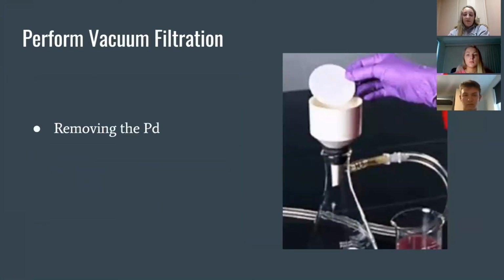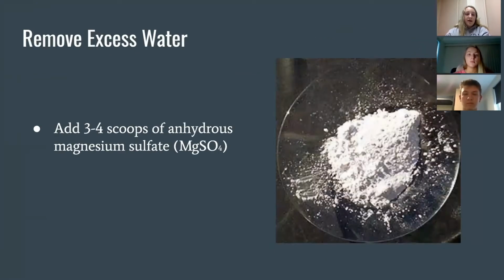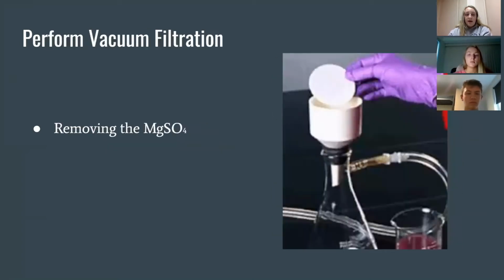Next, we vacuum filtered it after the hydrogenation in order to remove most of the palladium. And then we placed it into the separatory funnel with about 20 milliliters of distilled water and 10 milliliters of hexanes. We extracted it twice in order to keep the organic layer. Then we added about 3 to 4 scoops of anhydrous magnesium sulfate in order to absorb all the excess water, and then performed vacuum filtration in order to get our product.